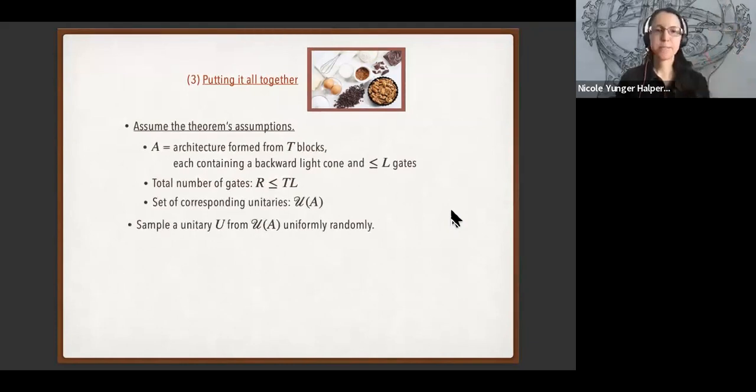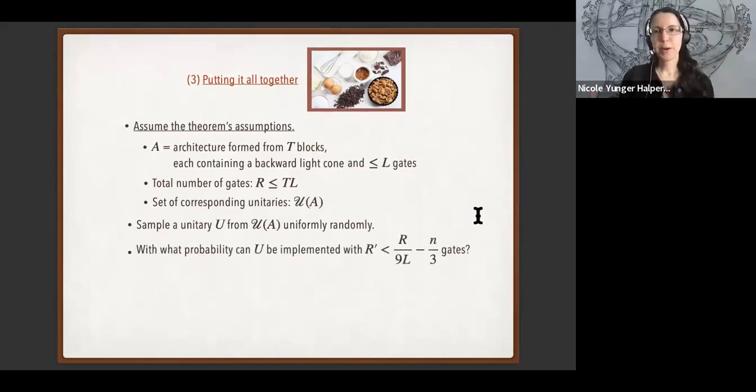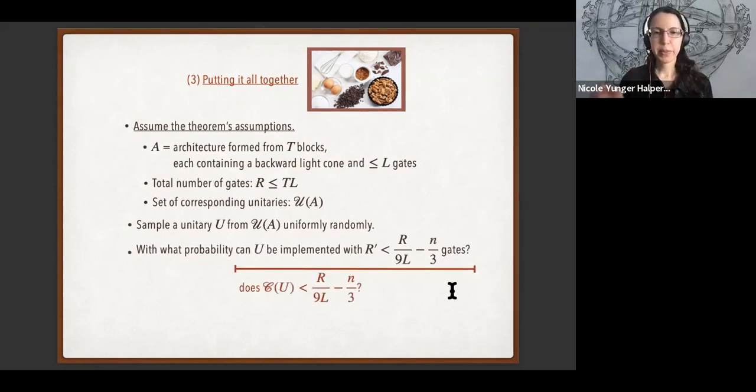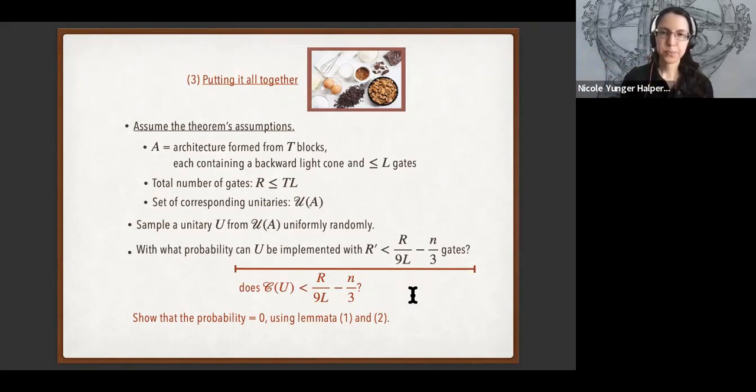Suppose that we randomly pluck a unitary from this set, and we ask, what is the probability that we can implement this unitary with a shorter circuit, with fewer gates, with a number R prime of gates less than our bound? Namely, what is the probability that this unitary actually has a circuit complexity that's really small, that violates our lower bound? We'll show that the probability of violating the lower bound is 0 by using the 2 lemmata that we just proved, or that I claimed we proved, that I had to present because the proofs are pretty long.